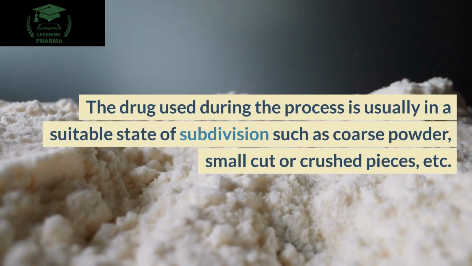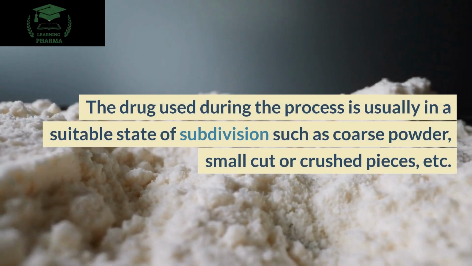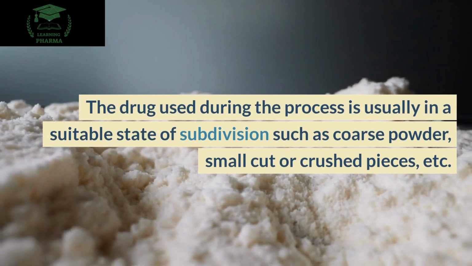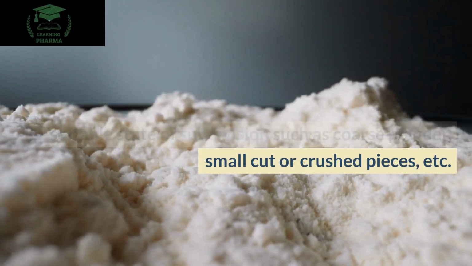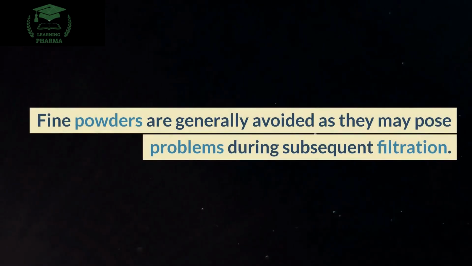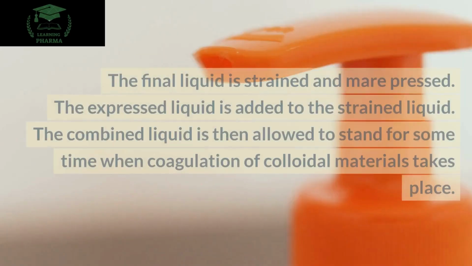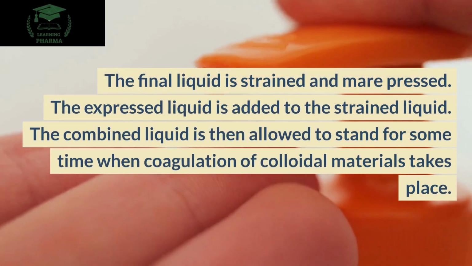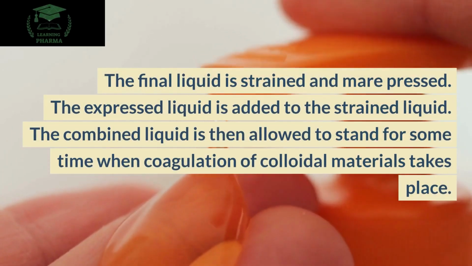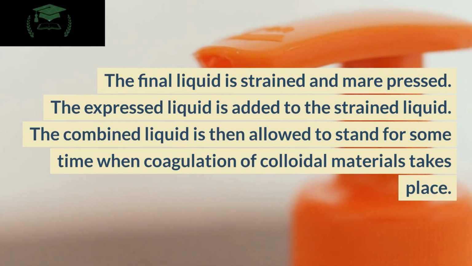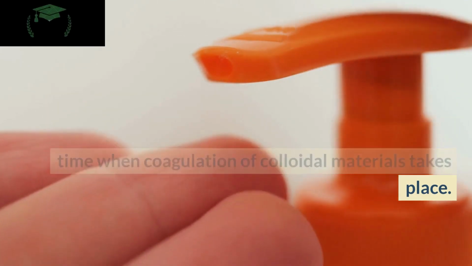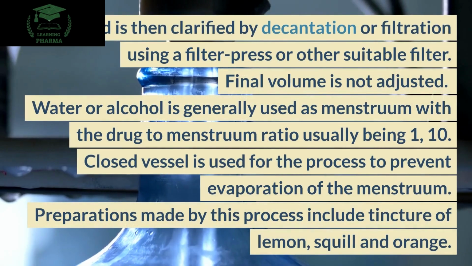The drug used during the process is usually in a suitable state of subdivision such as coarse powder, small cut or crushed pieces, etc. Fine powders are generally avoided as they may pose problems during subsequent filtration. The final liquid is strained and the marc pressed. The expressed liquid is added to the strained liquid. The combined liquid is then allowed to stand for some time when coagulation of colloidal materials takes place. The liquid is then clarified by decantation or filtration using a filter press or other suitable filter.